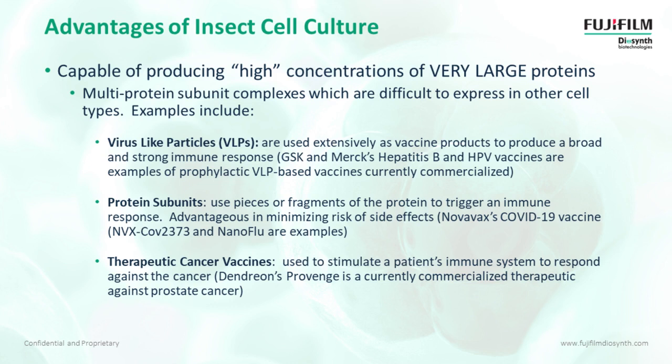These are used extensively in a lot of the vaccine products. GSK and Merck use it in their hepatitis and HPV vaccines, and that's a prophylactic VLP-based vaccine. Protein subunits use pieces or fragments of the protein to trigger an immune response. And Novavax uses this for their COVID-19 vaccine as well as their NanoFlu vaccines. Those are examples of protein subunits.